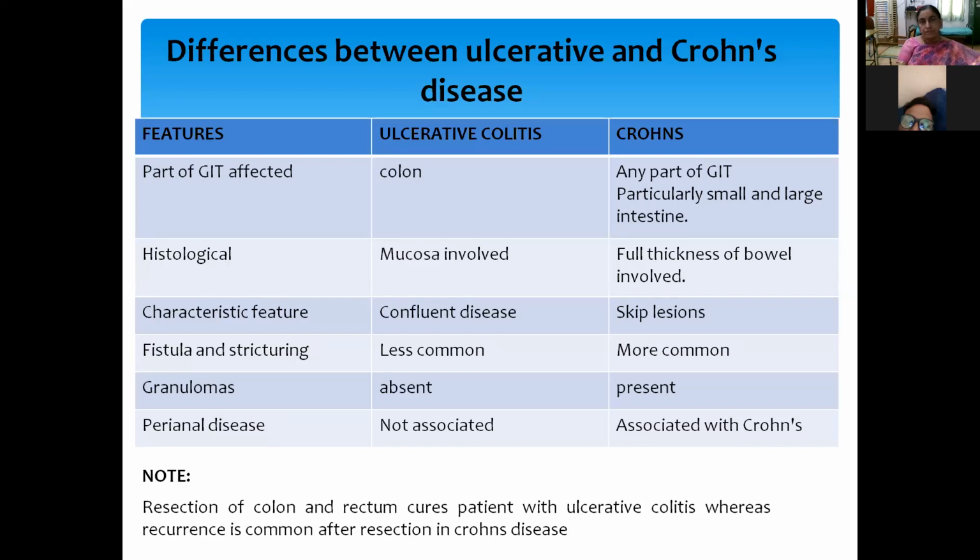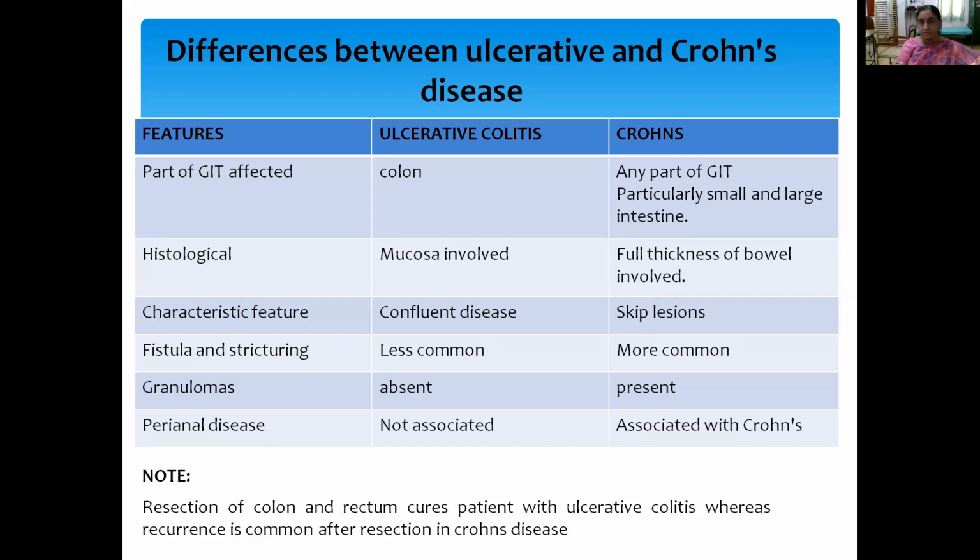So the differences between ulcerative colitis and Crohn's disease, we are supposed to know in detail, definitely. Then here I have given one note, you can see the lower down. Resection of the colon and rectum cures the patient with ulcerative colitis. That is very, very important. Whereas recurrence is common after resection in Crohn's disease. Because the disease is localized to a limited area in case of ulcerative colitis, resection of the colon or the rectum sometimes cures the patient of ulcerative colitis.